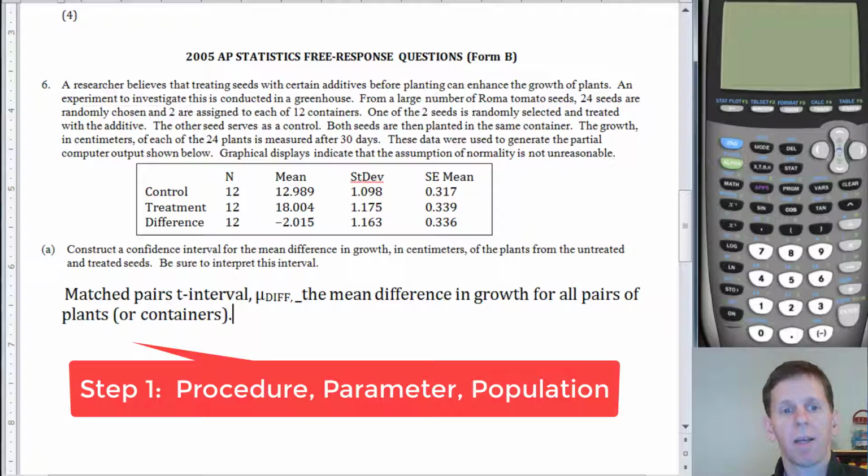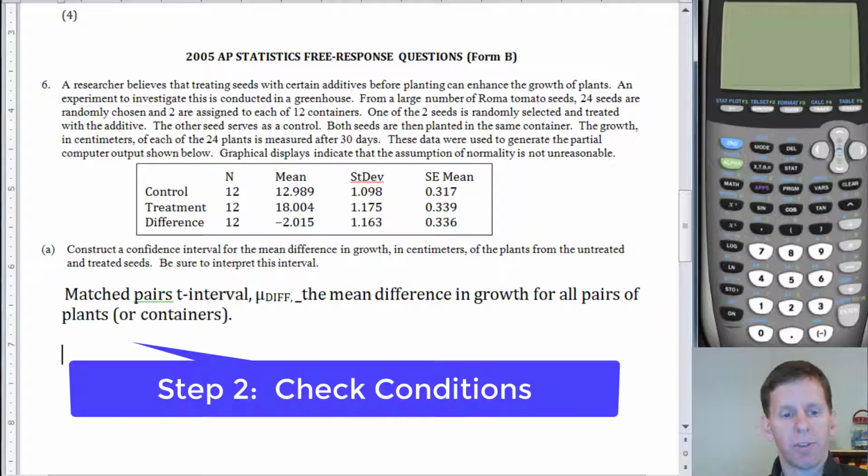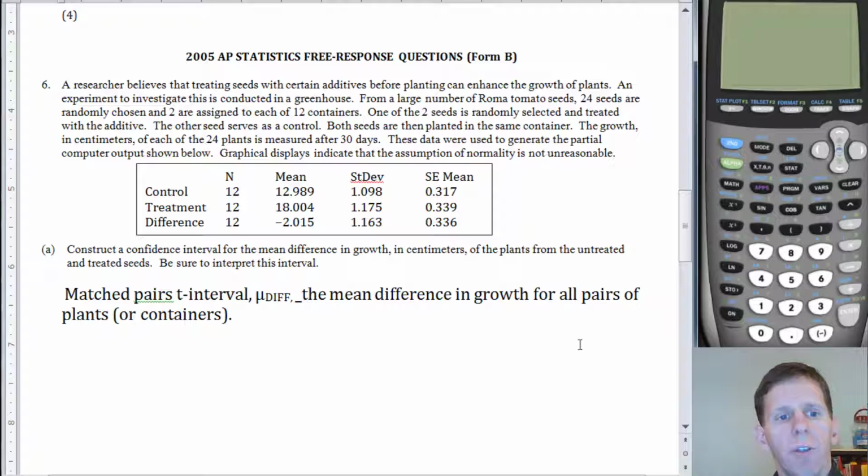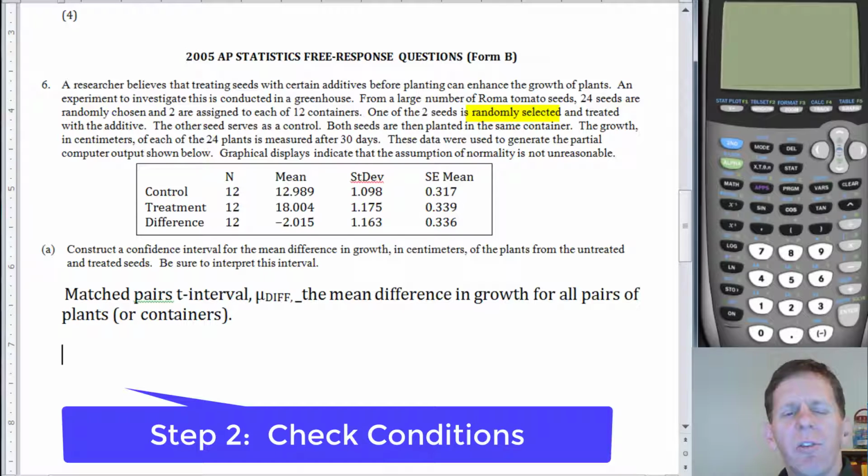That's your first step. Second step, check conditions. The first condition deals with random samples. And we're looking for the term random, and random appears a couple places. It talks about seeds are randomly chosen, and one of 2 seeds is randomly selected and treated with the additive. I like including both these pieces of information really to avoid the bias. I think we really want to be concerned with making sure that the seeds are randomly selected and treated with the additive. So picking which seed is randomly selected, I think that's the key part, but I will note both of those things because I think it's important to address both of those issues.